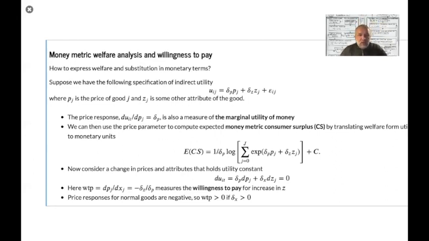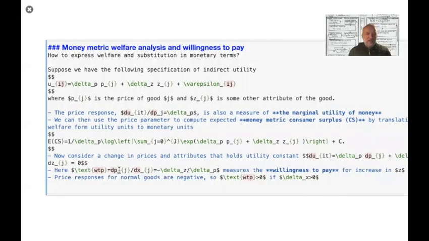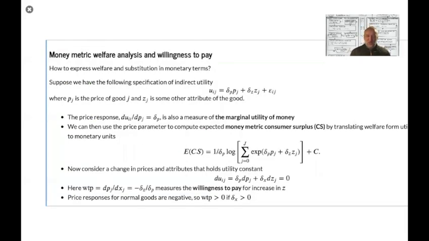And then also, if we want to talk about willingness to pay, let's consider a change in prices and attributes that holds the utility constant. This is what's going on right here, right? So you differentiate wherever that appears. It should be j. There's no t's, no time here. So what you do here is you consider a price change that holds the utility constant.